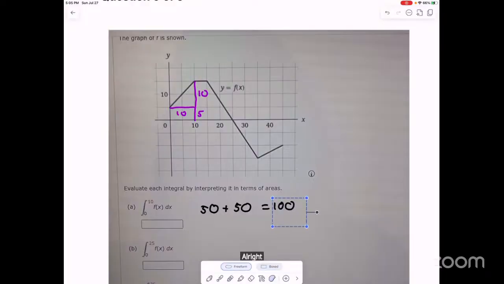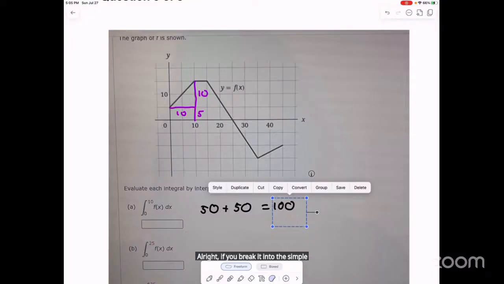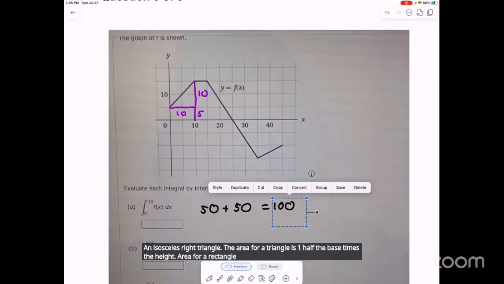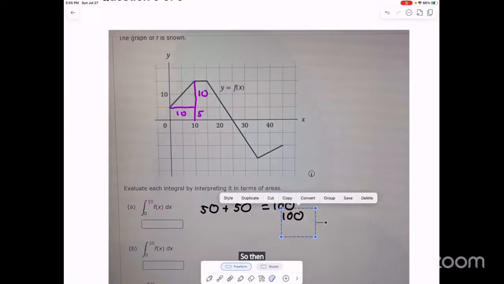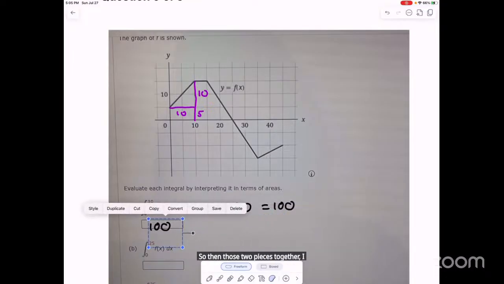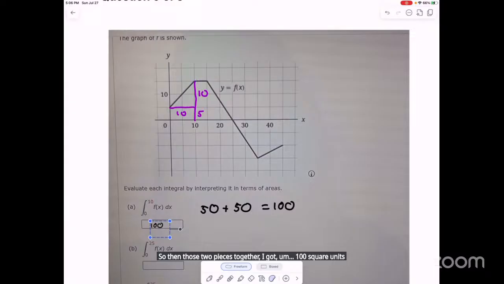All right. If you break it into the simple shapes, it's a rectangle with an isosceles right triangle. The area for a triangle is 1/2 the base times the height. Area for a rectangle is length times width. So those two pieces together, I got 100 square units for the area as x goes from 0 to 10 for that first part, okay?